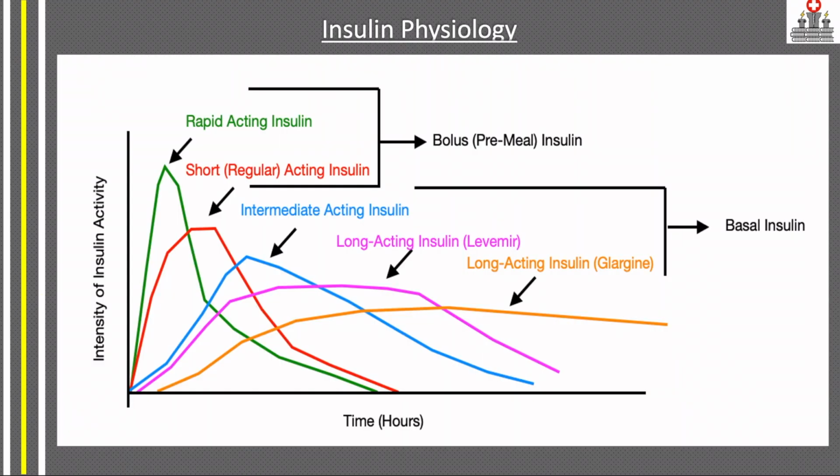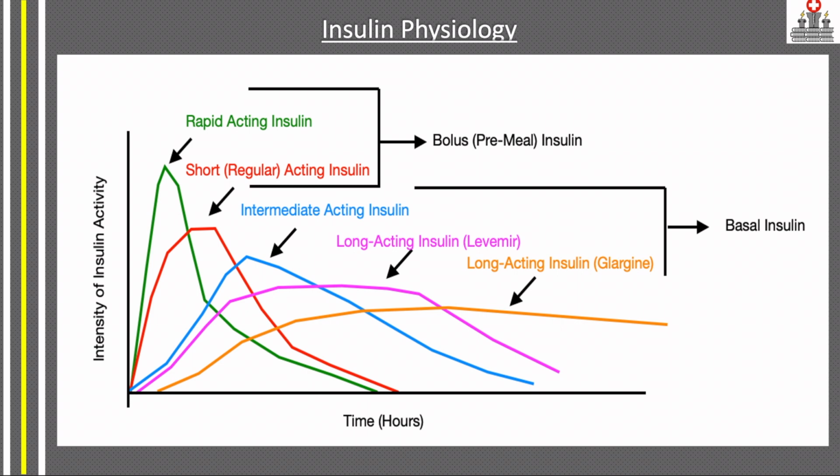So if we look at this graph, we see there's quite a lot of difference between these varying types of insulin, and it can seem quite confusing. And in essence, it is supposed to be confusing. It's not supposed to be all the same. So if we look at the green and the red, we see there's rapid acting and short acting insulin. And these seem to peak quite fast, and within a few hours are out of our body.